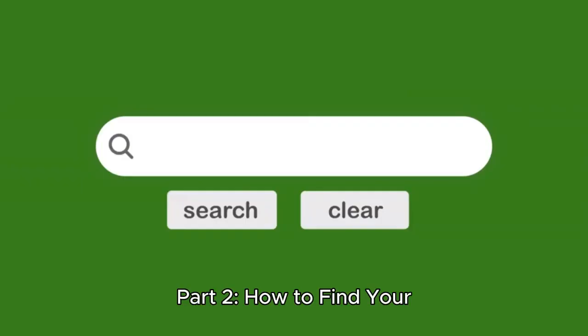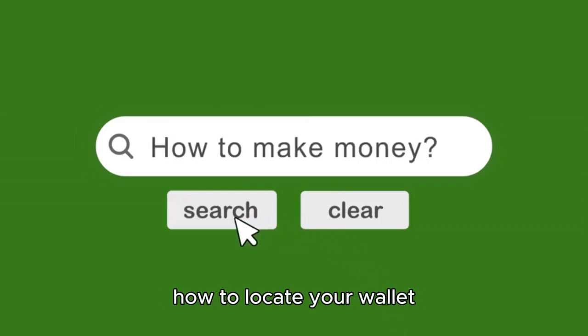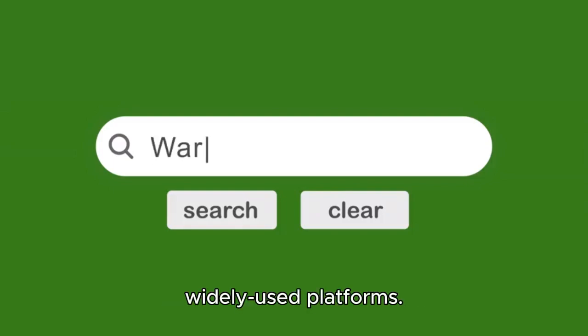Part 2. How to find your wallet address on popular platforms. Now let's explore how to locate your wallet address on 5 of the most widely used platforms.